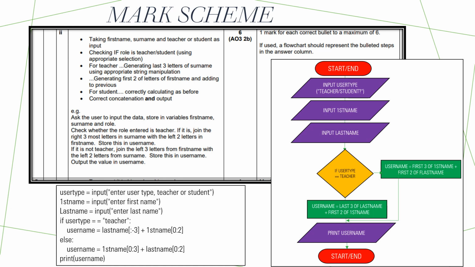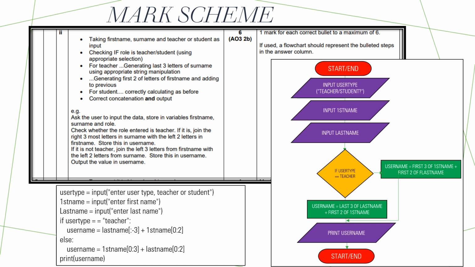Okay, so here's the mark scheme for that question. There are a few different ways you can do this. So obviously the original mark scheme has got bullet points where it says taking first name, surname and teacher or student as an input. So if you follow that same process that we always do, think about what inputs you need from the user, you should have got that bullet point. Then we need to check if the role is a teacher or student, so using an if statement to check one of the inputs. And then if you've done the actual generation of the username, which should be fairly easy because you've just done it or you've just seen it before. And then output at the end.